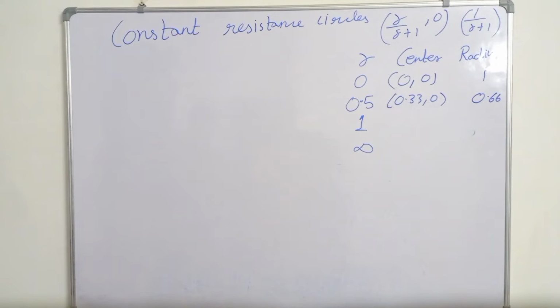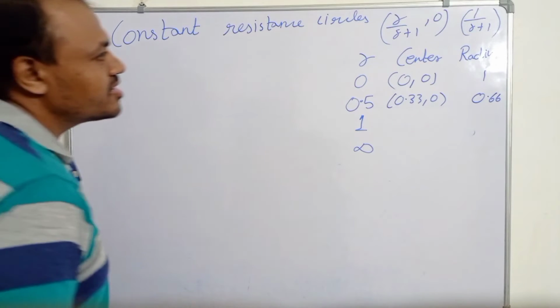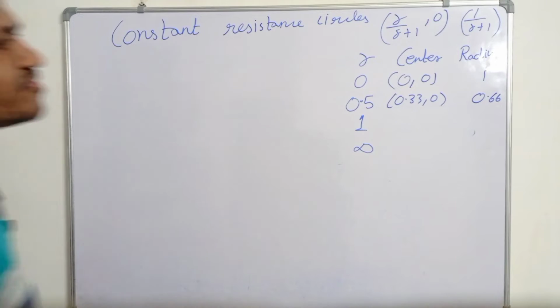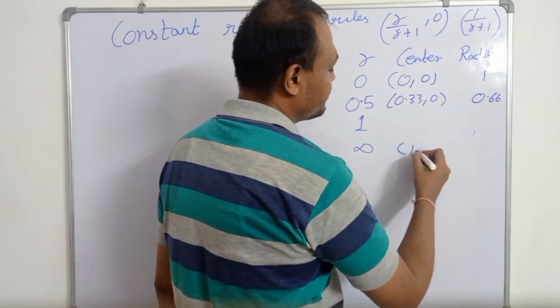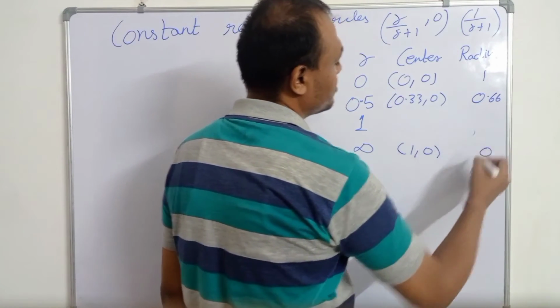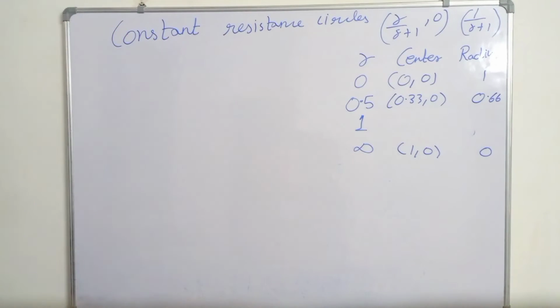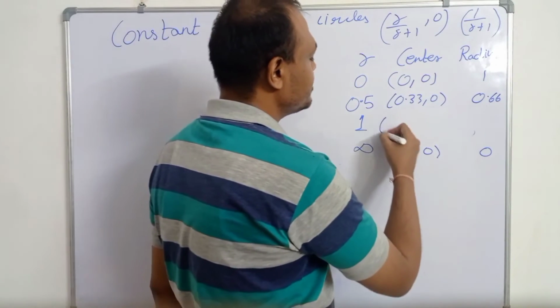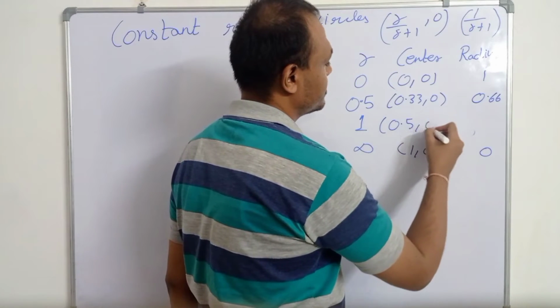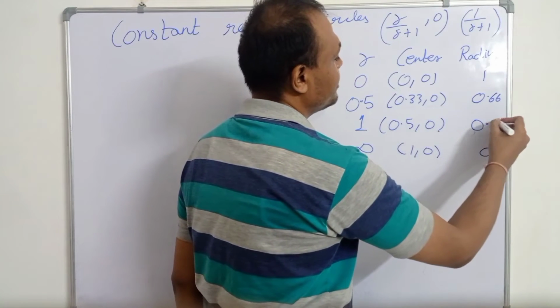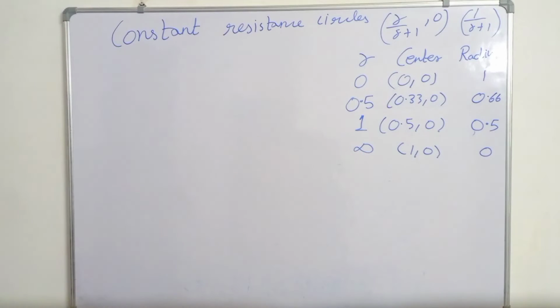Okay, the center will be 0.33 comma 0, radius will be 0.66. For r equal to infinite, the center will be 1 comma 0 and radius will be 0. For r equal to 1, center will be 0.5 comma 0 and radius will be 0.5. Okay, so we have taken some examples. Now we will draw the constant resistance circles.